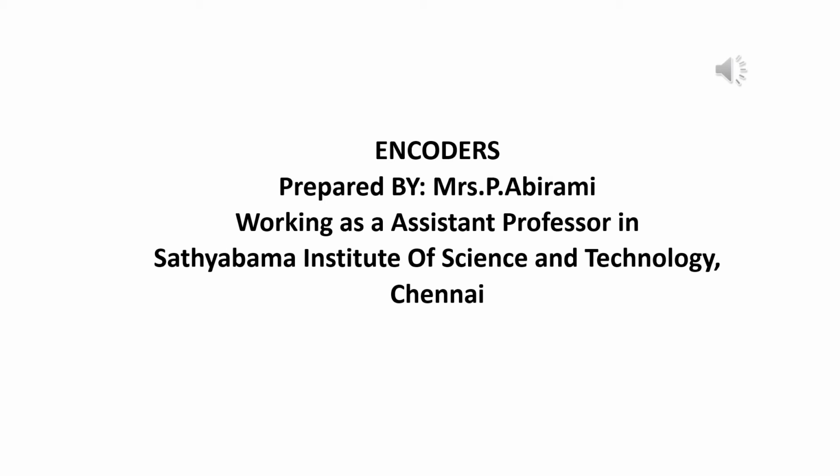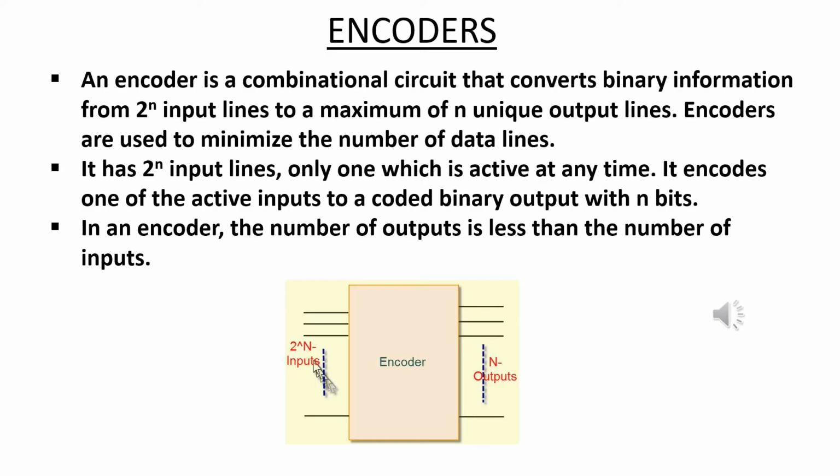Dear students, in this session we are going to discuss encoders, the types of encoders, and how we are going to design a logic diagram for the encoders. So first we should know what is meant by an encoder. An encoder is a combinational circuit which converts the binary information from 2 power n input lines to a maximum of n output lines. So the encoders are used to minimize the number of data lines in the transmission.